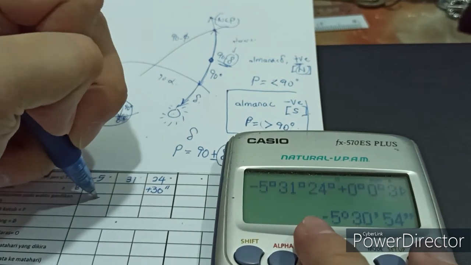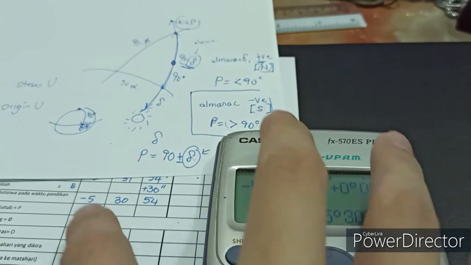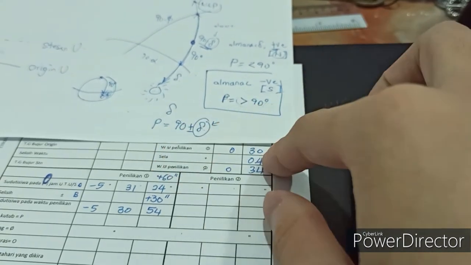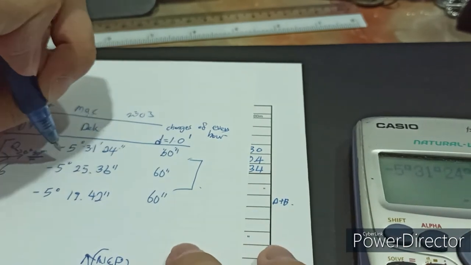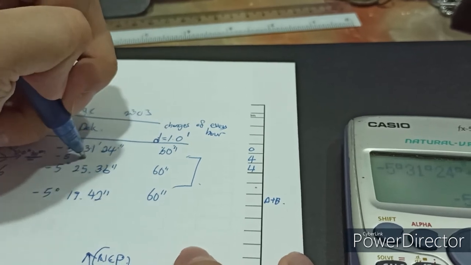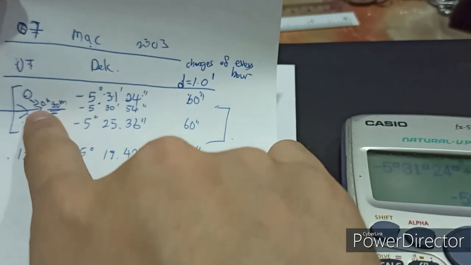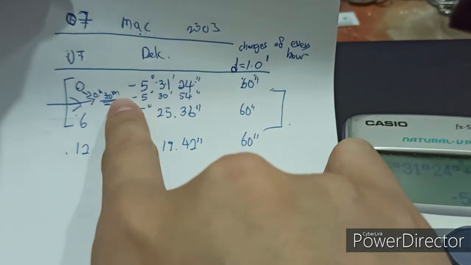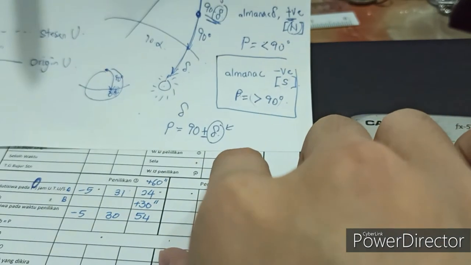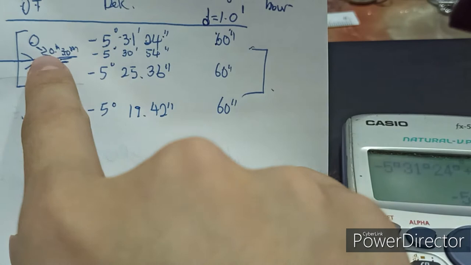0:30. Okay, we will get a value of negative 5, 30, 55. This means at the time of observation of 30 minutes UT time, we will have a declination of the sun negative 5, 30, 54. Okay, this is the sun's declination at our observation time, 0 hour 30 minutes.